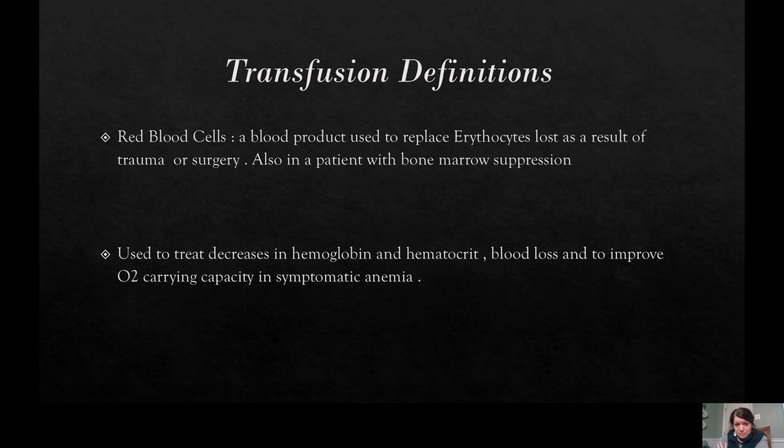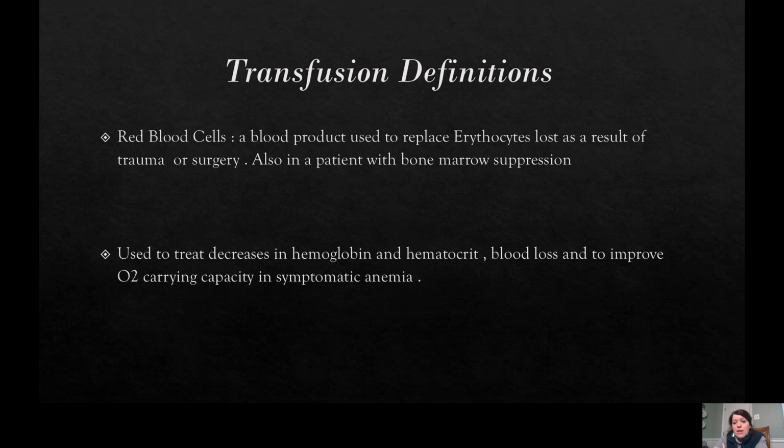So red blood cells, we know, are a blood product that's used to replace erythrocytes lost as a result of trauma or surgery. We're also going to give these to patients with bone marrow suppression. They're going to be used to treat decreases in hemoglobin and hematocrit. So if your patient's H&H is low, we would expect them to receive red blood cells. If they have had blood loss, we need to improve that oxygen carrying capacity in symptomatic anemia.